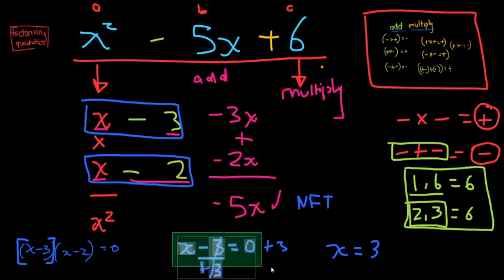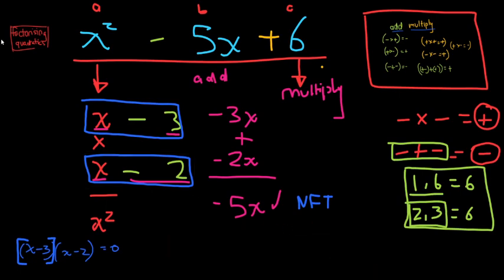Let's do the same with x take 2. So let's do this portion now. X take 2 equals 0. When you want to get rid of the 2, you add 2. So you do on one side, you have to do on the other side. So you add 2 on the other side. That results in x equal to 2.